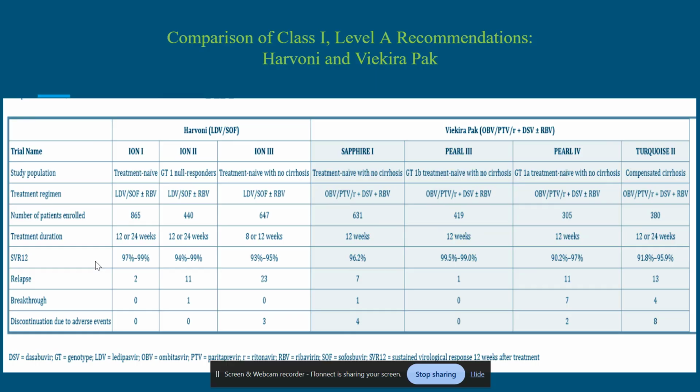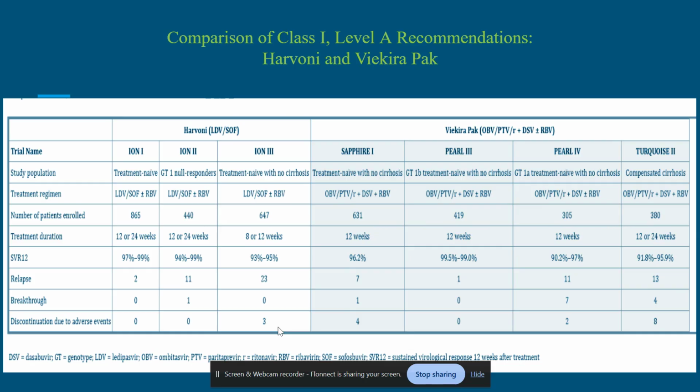While both treatments have low rates of virologic relapse and breakthrough, Harvoni shows slightly fewer instances, potentially indicating a more robust viral suppression. And Harvoni has a lower discontinuation rate, as you can see over here, than Viekira Pak.